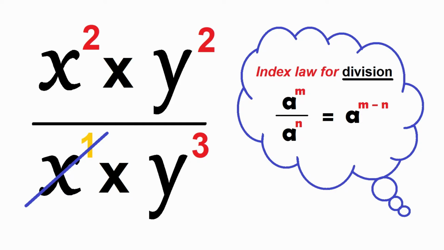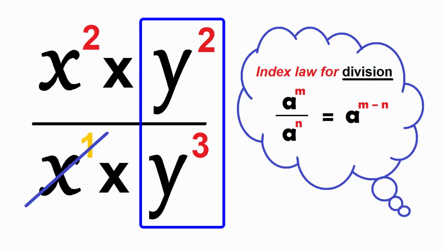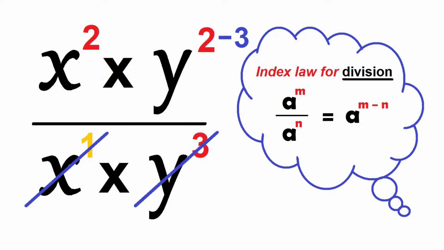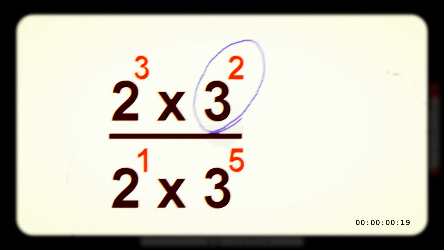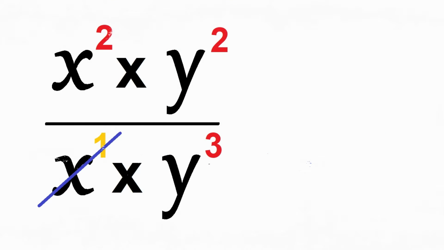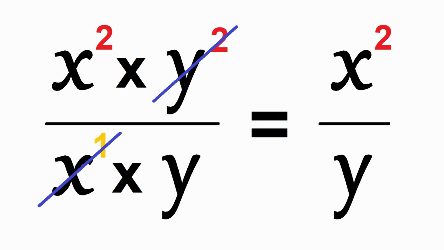On the right, we have y squared divided by y cubed. Now we could take 3 away from 2 and have a negative exponent on the top that we need to deal with, but remember how there's a faster way? If we want to avoid negative exponents, we can just move the 2 down and subtract it from the 3. Either way, we'll end up with y to the power of 1, or just y, on the bottom. So we'll have x squared over y.